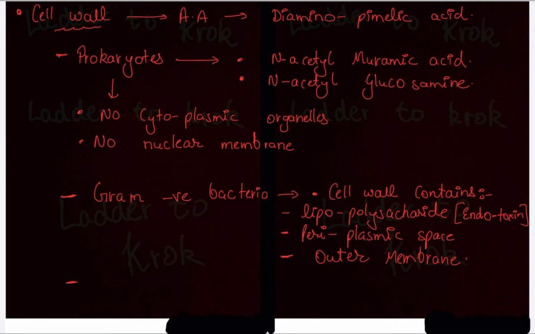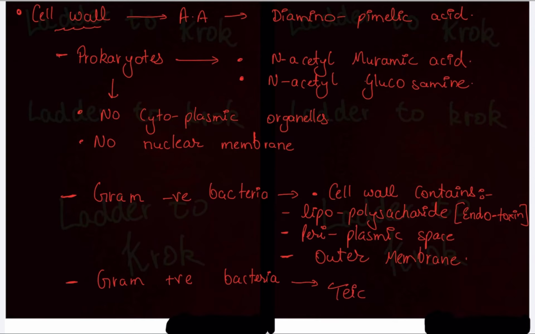Now let's go to gram positive. The important thing in gram positive bacteria, just remember, is that the cell wall has teichoic acids. And they don't have an outer membrane, as we all know.